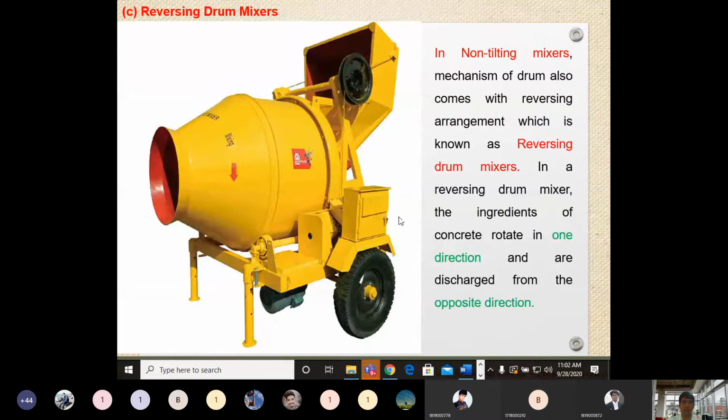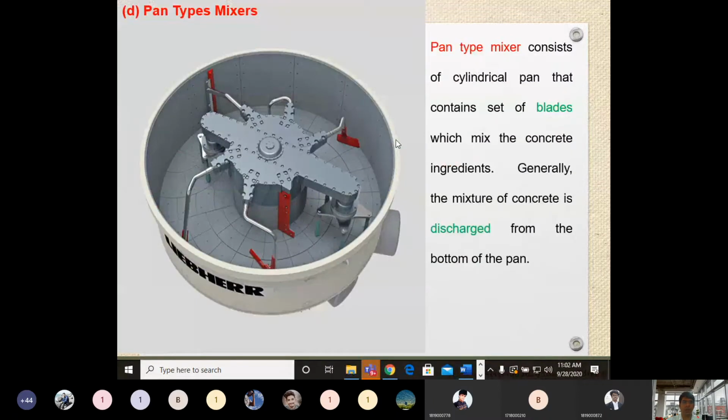Okay. So another very important type is the pan type mixer. This type of pan mixer is generally used in the pre-stress and pre-cast concrete industry. So what do you mean by pre-stress concrete and pre-cast concrete? It means the concrete which is obtained in a particular industry, and then after casting of that particular panel you have to fix it at the proper site.